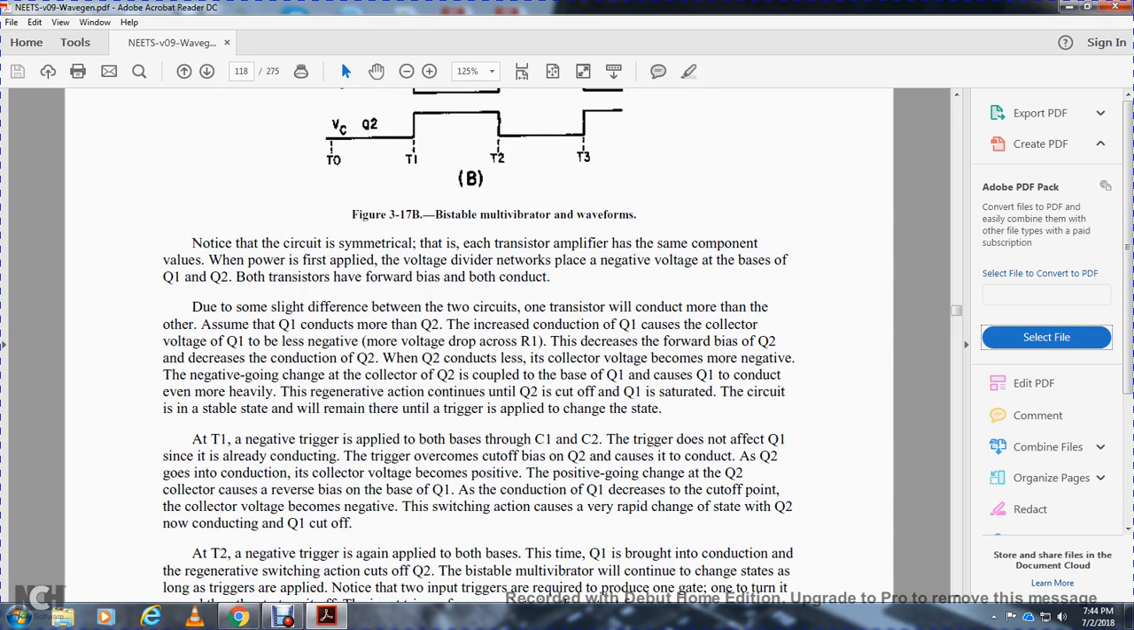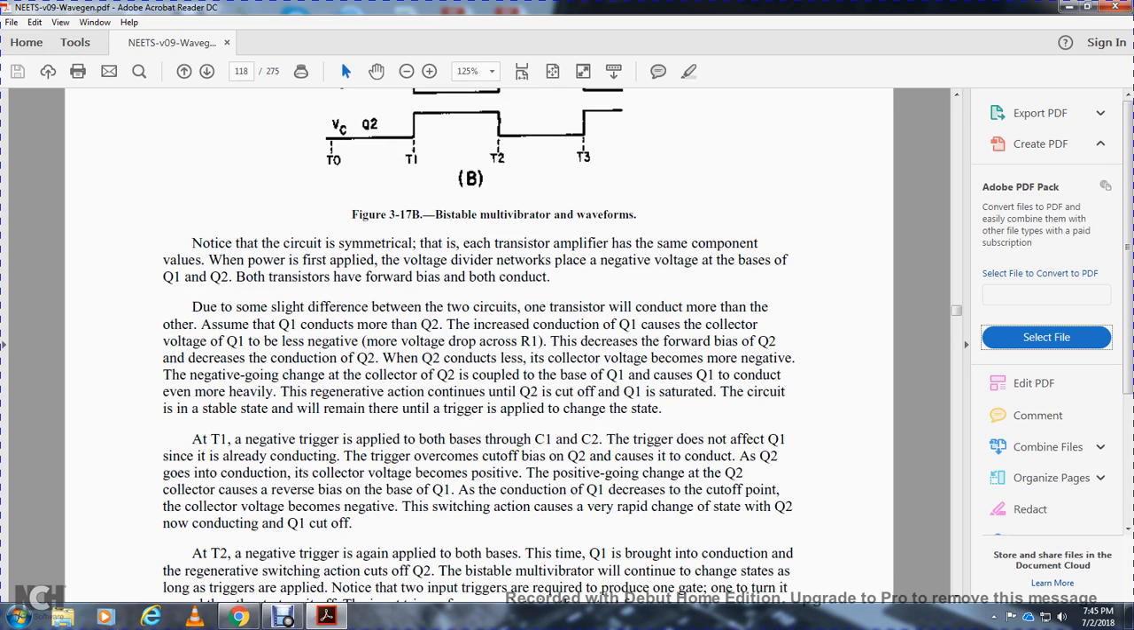Note that the circuit is symmetrical, with each transistor amplifier having the same component values. When power is first applied, the voltage divider networks place a negative voltage on the bases of transistor 1 and transistor 2, so both transistors are forward biased and conduct. However, there is some slight difference between the circuits, so one transistor will conduct more than the other.